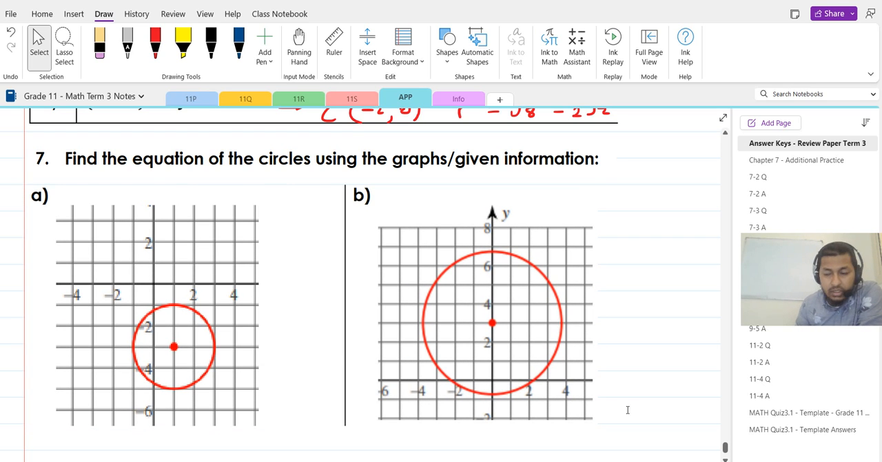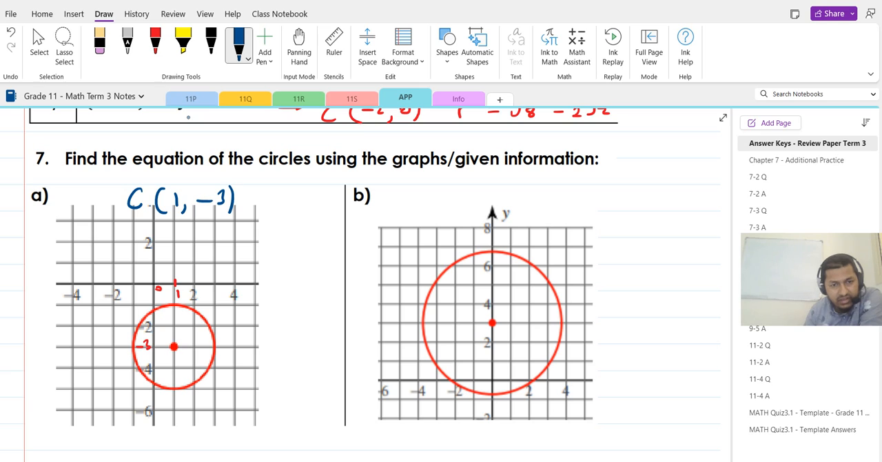What's the center here? The center here is (1, negative 3). Remember, that's a negative 3, that's 1, with 0, 1. So I know the center is (1, negative 3), and the radius is, let's see, 1, 2, everywhere is the same. The radius is 2, so r equals 2. So the equation is (x minus 1) squared plus (y plus 3) squared equals r squared, which is 2 squared, which is 4.